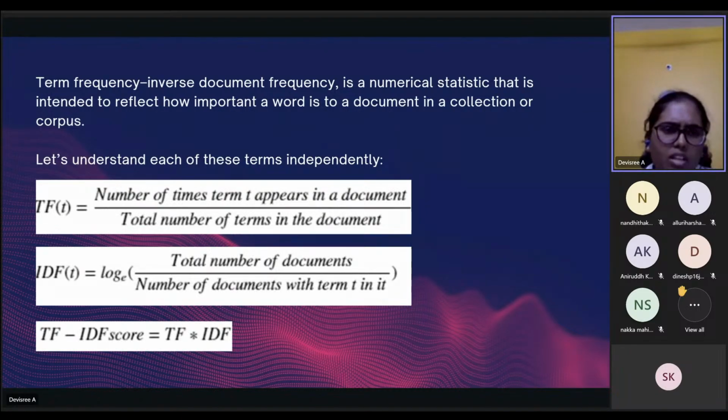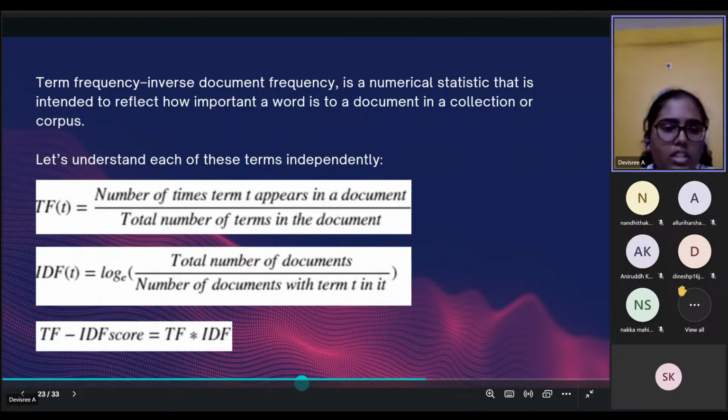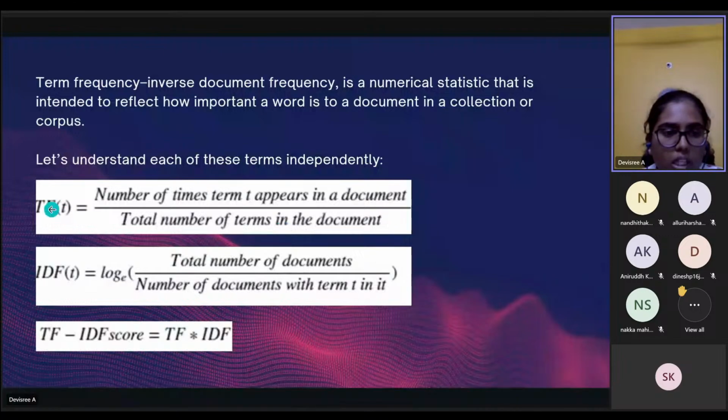Before we understand its significance, let's see what these individual terms are. The TF-IDF score is calculated as TF times IDF, and these are the formulas for TF and IDF. TF is equal to the number of times a word appears in a document divided by the total number of words in the document. So it is essentially the scaled frequency of that word, because frequency would just be the number of times it occurs in the document.